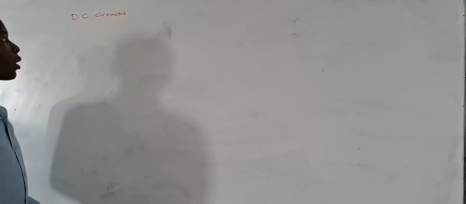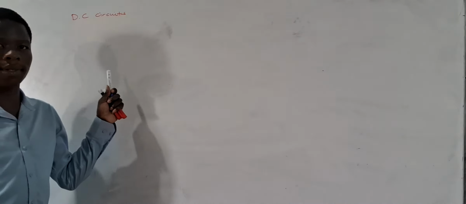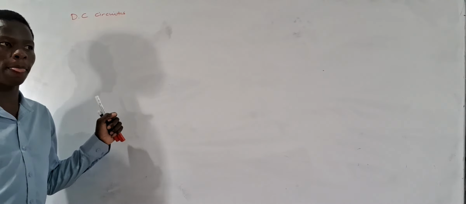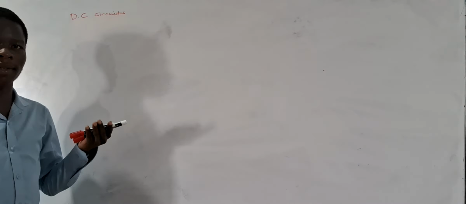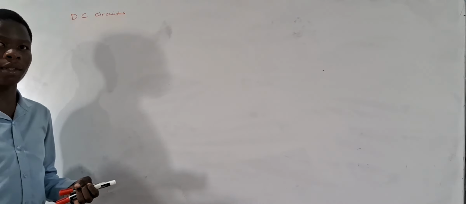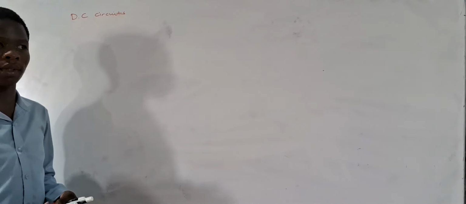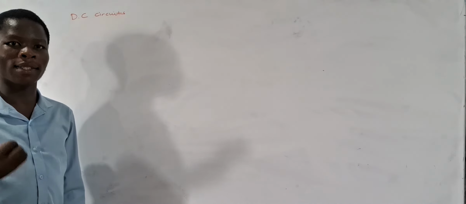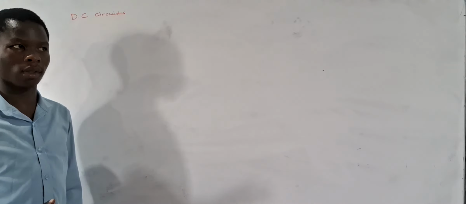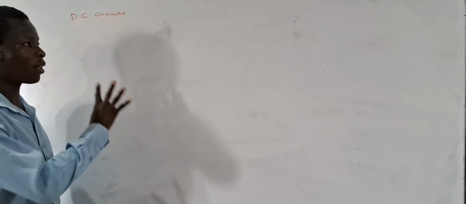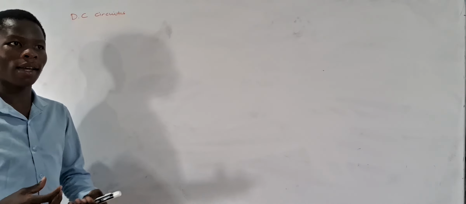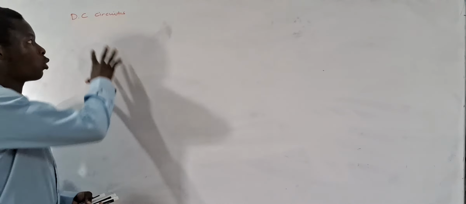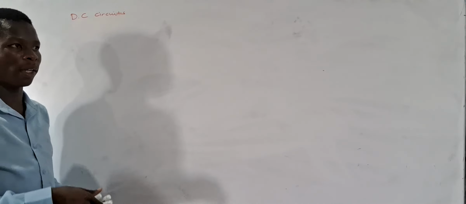Okay, so we have what we call DC circuits. What is a DC circuit? We have DC circuits, we also have AC circuits. DC circuits are circuits which are excited by a DC source. A circuit which is excited by a DC source is called a DC circuit.